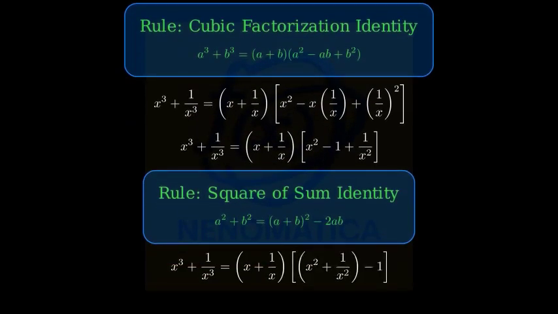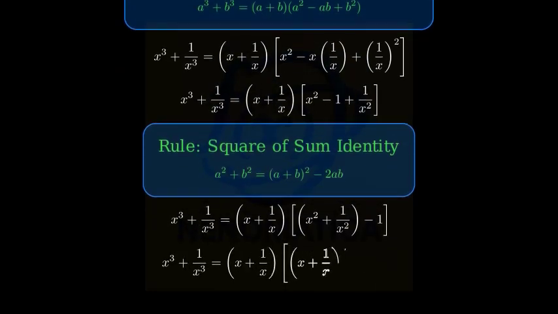We know that a squared plus b squared equals the quantity a plus b squared minus 2ab. We'll apply this to rearrange our expression. Now, we'll focus on the term x squared plus 1 over x squared. Using our identity, we can express this as the quantity x plus 1 over x squared minus 2. And we know that x plus 1 over x equals a. So x plus 1 over x squared equals a squared.